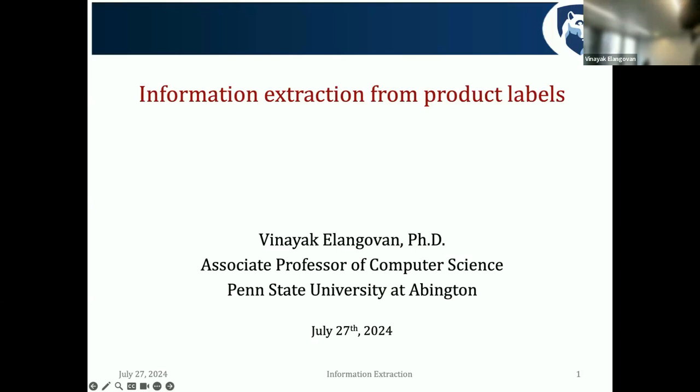We thought, okay, let's develop a system where she can capture a video, and the system is going to come back and say all the details about the pill label. And we thought, okay, let's work on this idea and develop this for other product labels as well. So that's the research topic I'm going to talk about today.